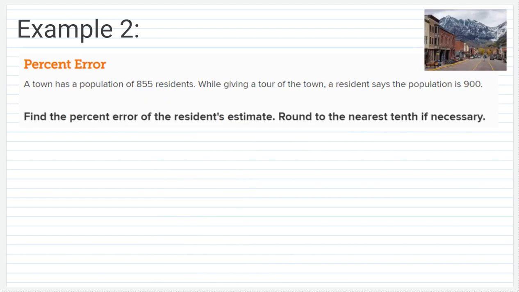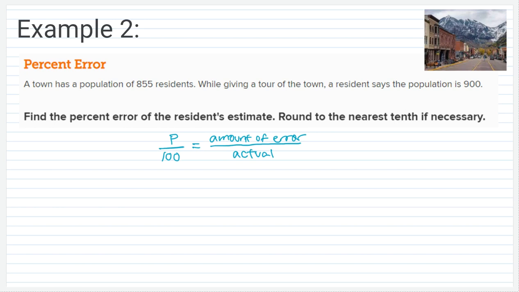All right, taking a look at example 2, we're going to do the same idea. A town has a population of 855 residents. While giving a tour of the town, a resident says the population is 900. We're going to find the percent error of the resident's estimate. Round to the nearest tenth if necessary. So again, with our proportion, it's the percent over 100 equals the amount of error, or some of my students have said it's the change in error, right? The change in the two amounts. So the amount of error over the actual. So the amount of error, again, is just the change. It's the difference between those two values.